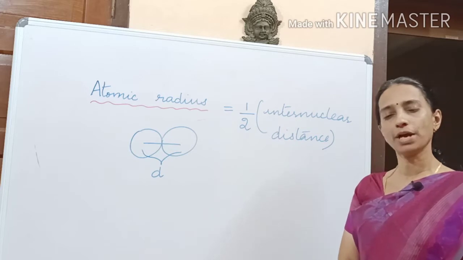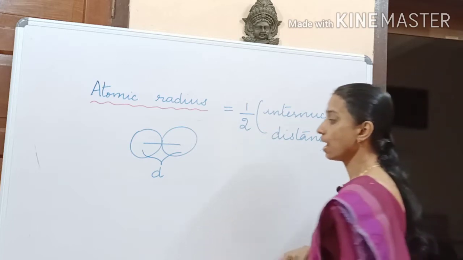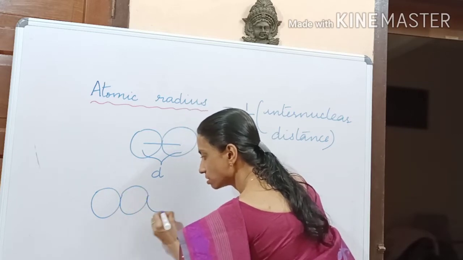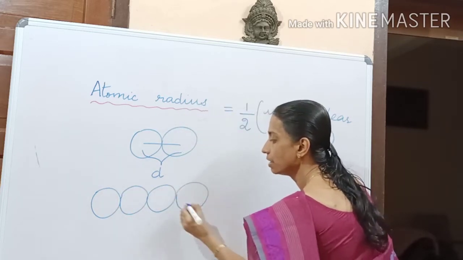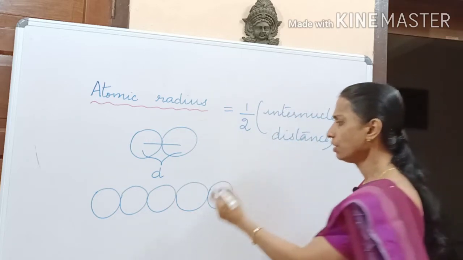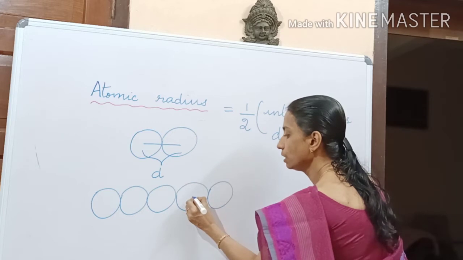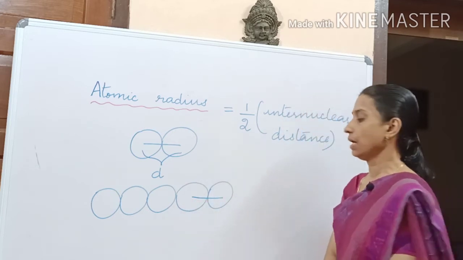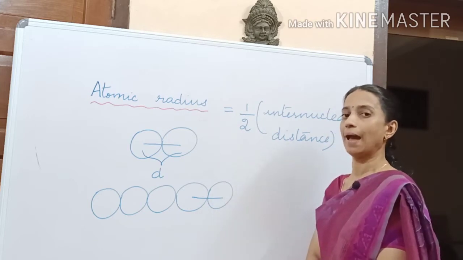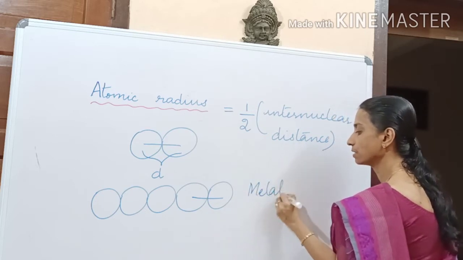Now here itself we find that it can be in the form of metals or non-metals. If they are in the form of metals, in the metallic lattice, that is the solid state, the different metal atoms are arranged in a fixed manner. If you take two close-by atoms, the distance between the nuclei becomes the internuclear distance. Half the distance between neighboring atoms in metals is known as the metallic radius.